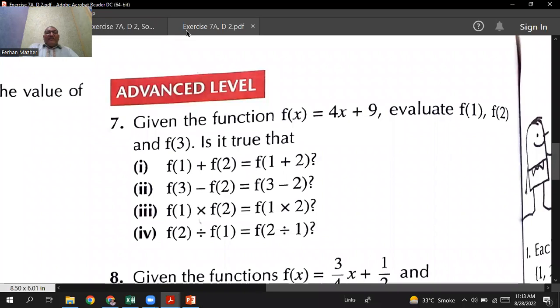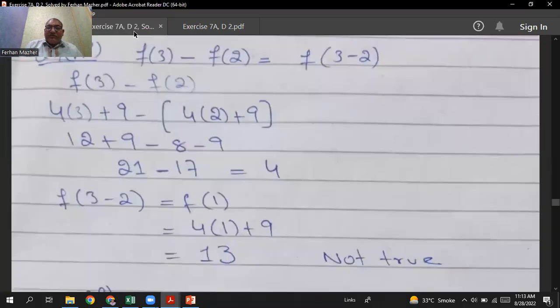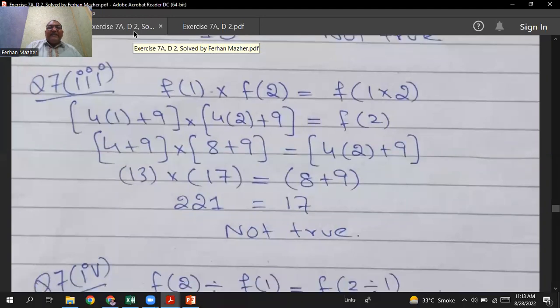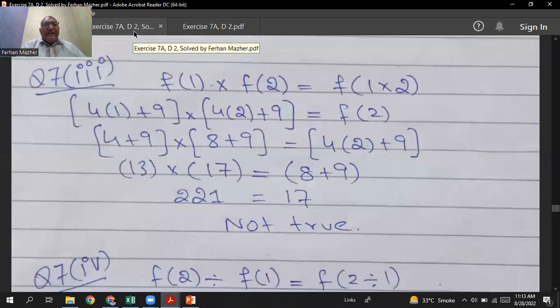Okay, the next part, he says find whether f of 1 multiplied by f of 2 is equal to f of 1 multiplied by 2. So let's check. In the same way, we will do this procedure again. We will find the value of both the sides. Here I have found both the values of left side and right side together. So f of 1, that will be 4 into 1 plus 9, put a bracket around it, multiplied by f of 2, in another bracket, 4 into 2 plus 9. That will be 4 plus 9, and in the other bracket you have 8 plus 9. So it will be 13 into 17, and that will be 221.